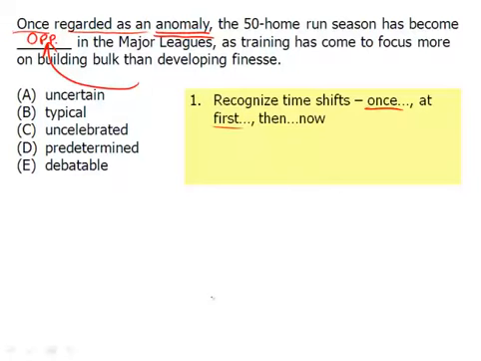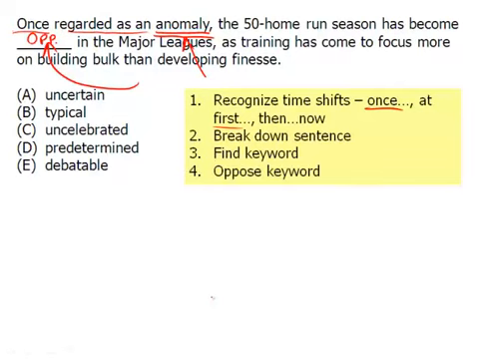You can have words like "at first." So "at first, regarded as an anomaly, the 50 home run season has become," and it would be the exact same sentence. Once you recognize that you're dealing with a time shift, you want to break down the sentence and simplify it if you have to. This is probably an easy sentence, so you just want to home in on the keyword "anomaly," come up with the opposite of anomaly, and look through the answers. Which one is the opposite of anomaly?